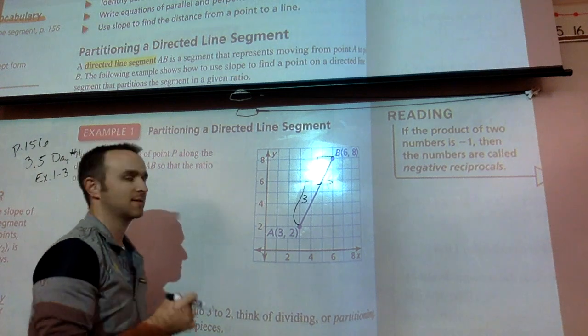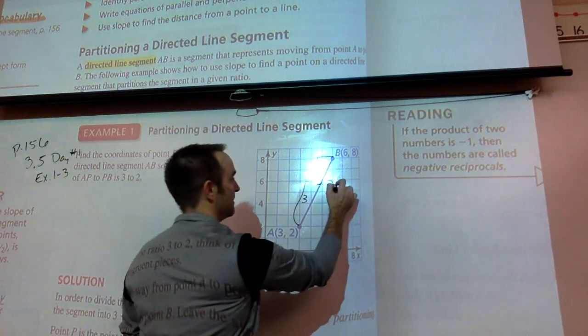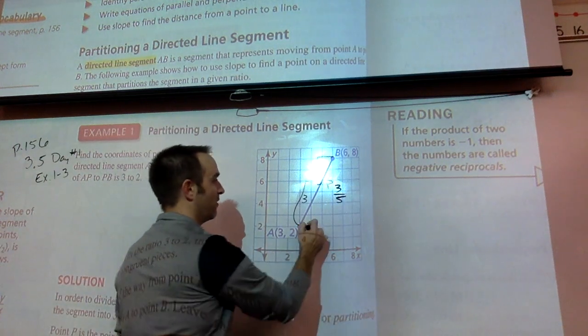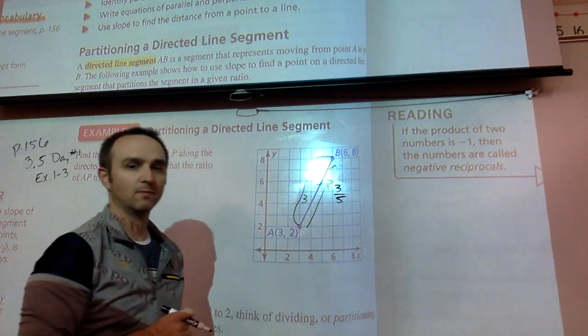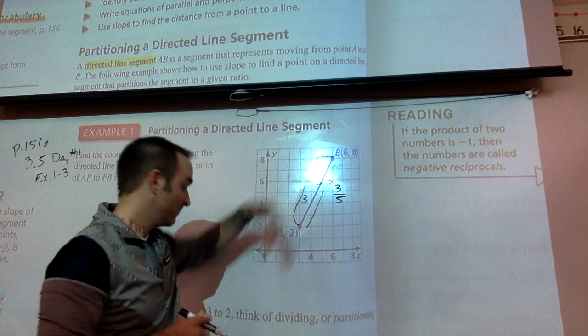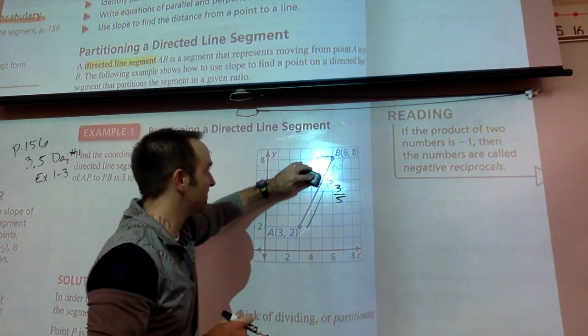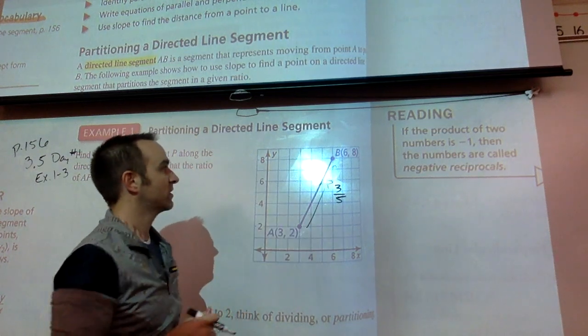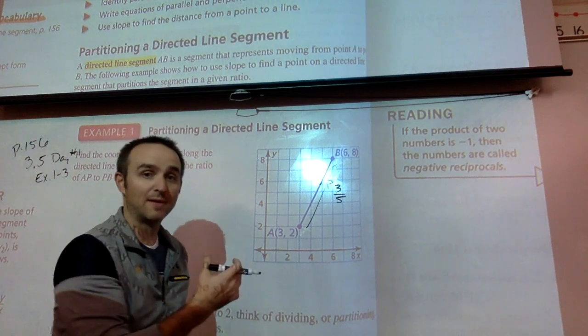What that's telling us is we want point P to be 3/5 of the way down this line, right? Because here's 3, here's 2. So it's 3 out of a total of 5. So we want 3/5 of the way to B. That's where we want that point P.